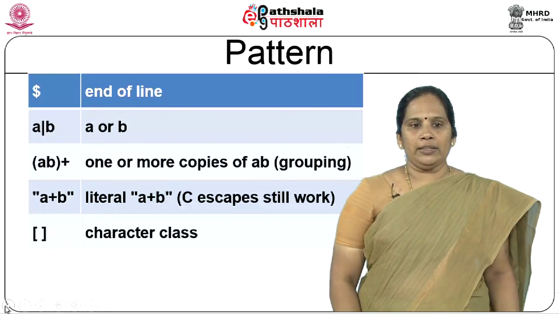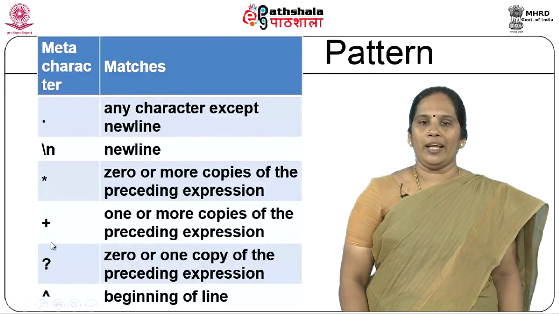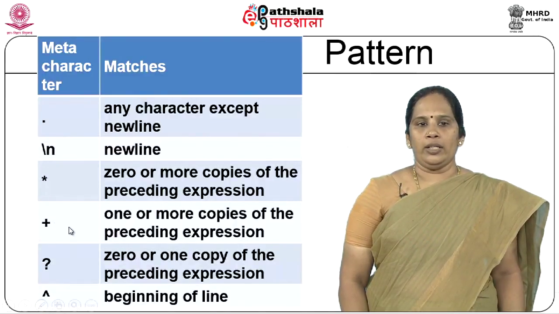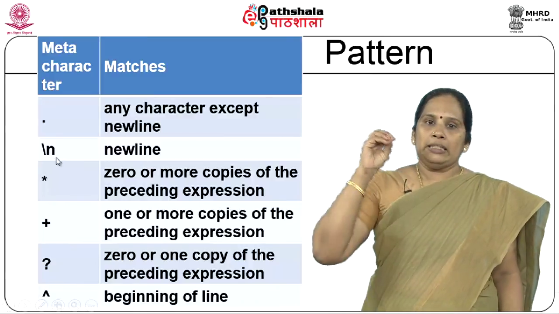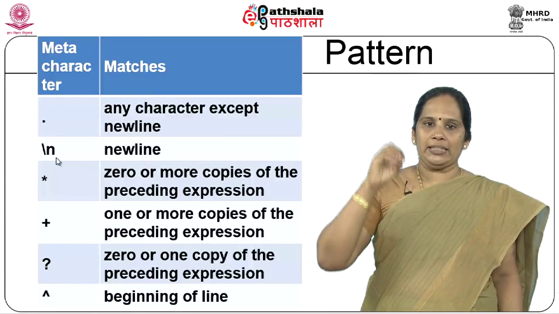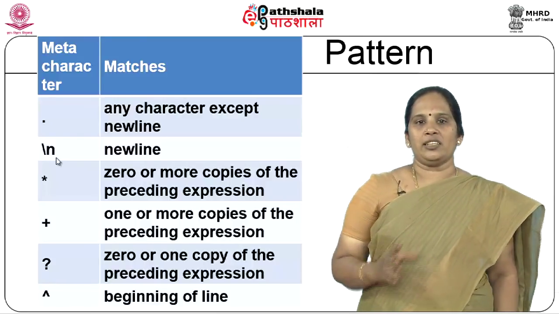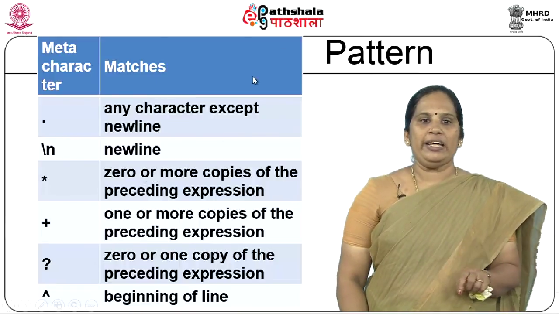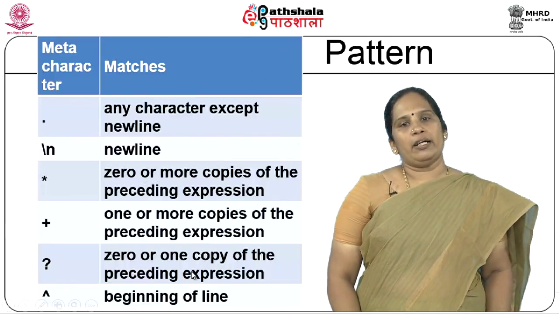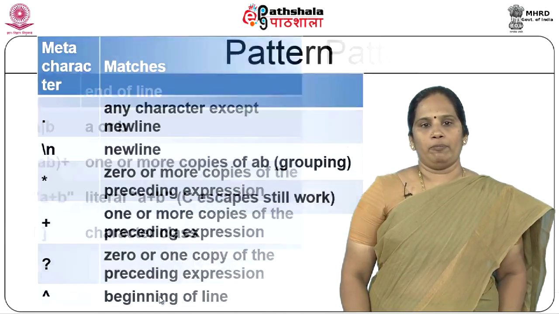Certain things we already know, that is, we know what a star is, what a plus is, what a question mark is, and what \n is. \n is a new line; we already know that. These meta characters are defined as part of one section of the translation rules. What I have given here as matches is basically used to define the pattern for your Lex program.